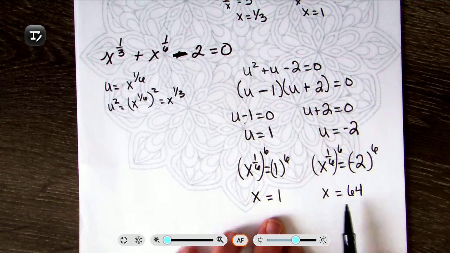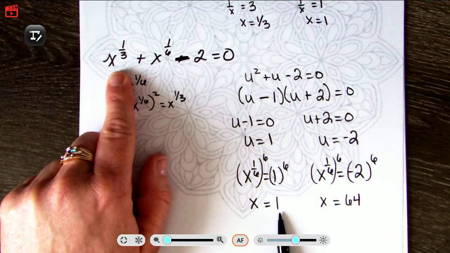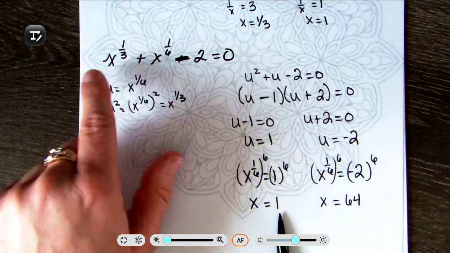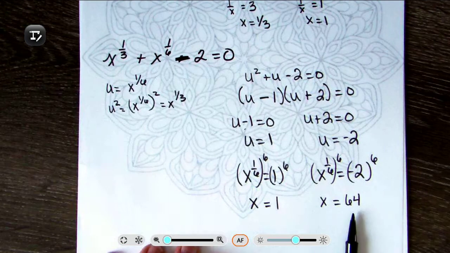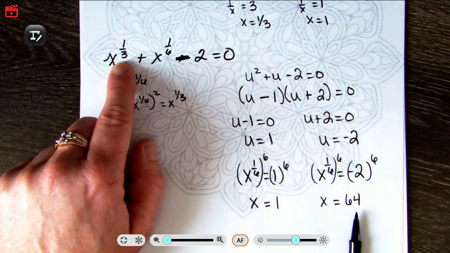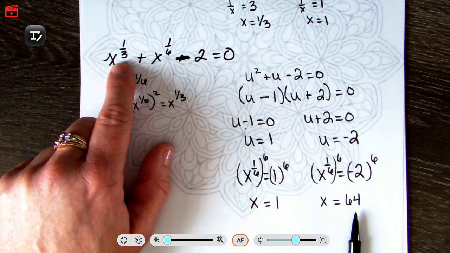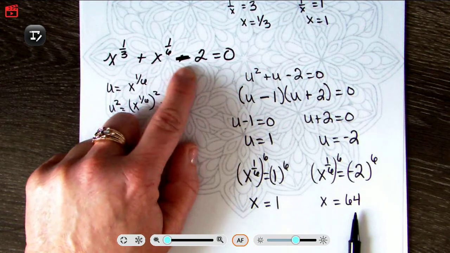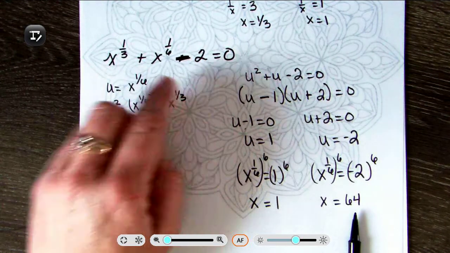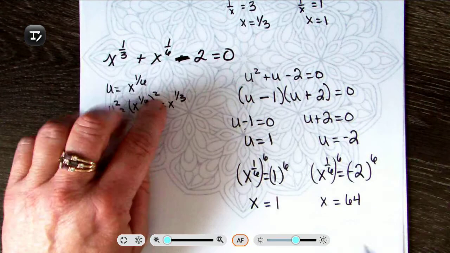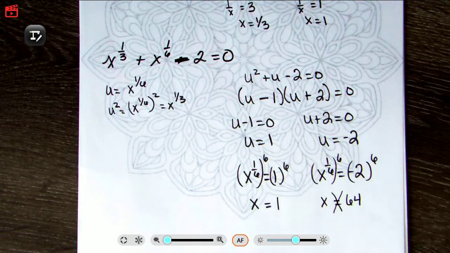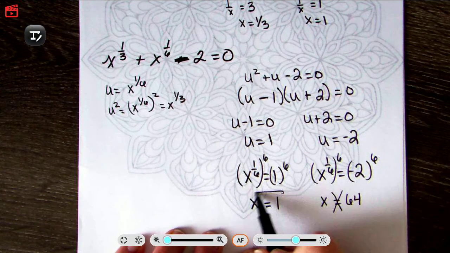And you can double check. The cube root of 1 is 1, plus the sixth root of 1 is 1, minus 2 is 0. So 1 plus 1 is 2, minus 2 is 0. The cube root of 64 is 4, plus the sixth root of 64 is 2, minus 2 does not work. So this one does not work, so we have to throw it out. So we only get one of ours to actually work.